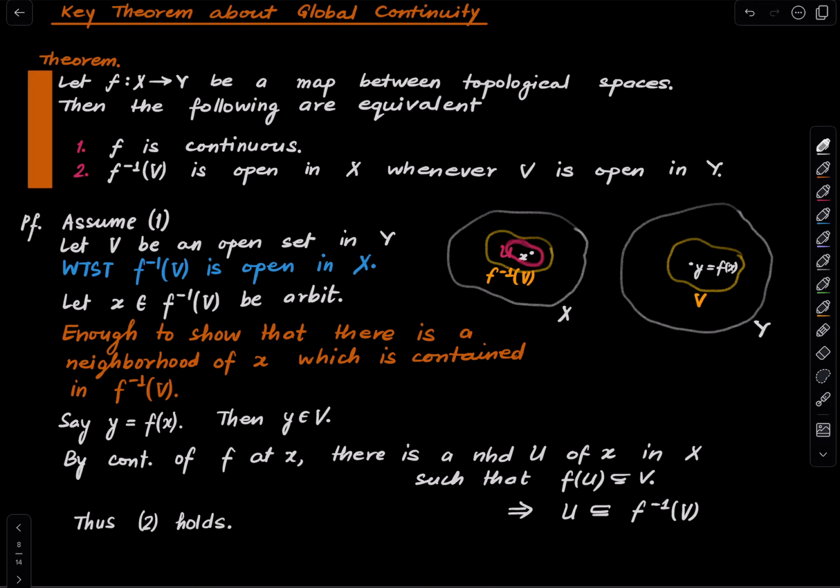And for 2 implies 1, this is an exercise. This is easier. It will help you run the definitions in your mind once. Okay.